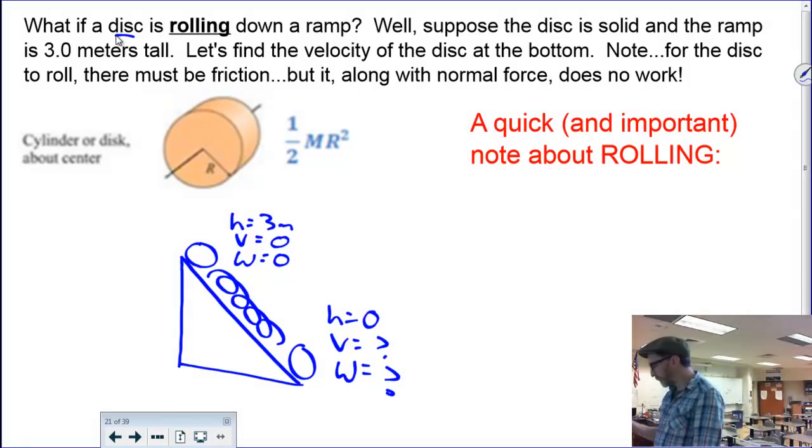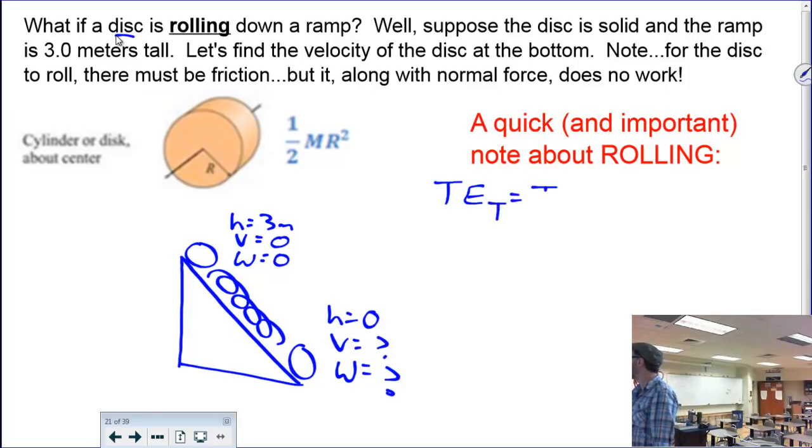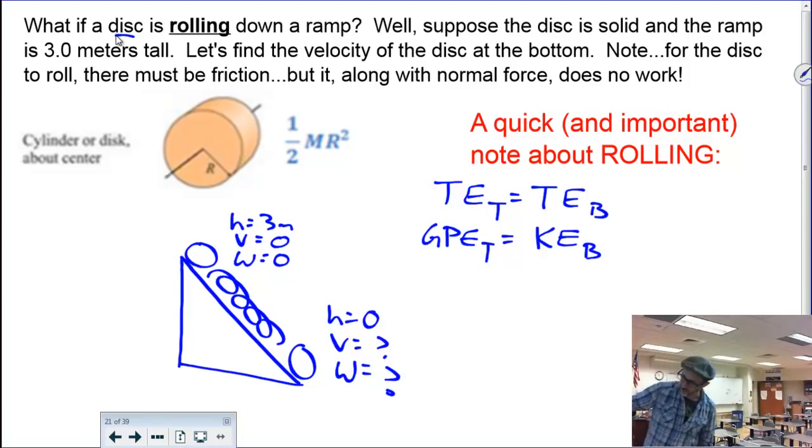Okay, so my setup is basically going to be the same. I'm going to say, all right, my total energy at the top is equal to my total energy at the bottom. All right, so that means that my gravitational potential energy at the top, because that's all the energy I have at the top, is equal to, now at the bottom, I've got both regular old kinetic energy, because the disk is moving linearly, but it's also rotating, right? Okay, so we've got to figure out a way to deal with this.